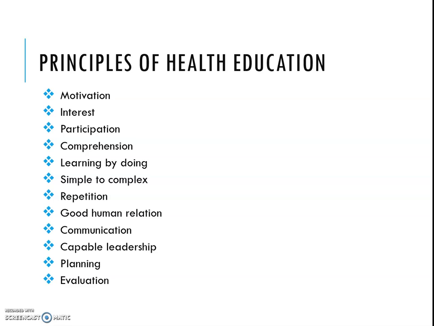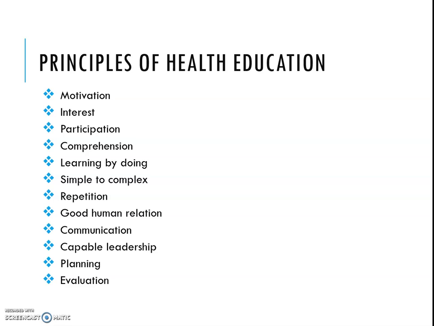Next is simple to complex. Simple to complex means health education should be provided from normal to abnormal, known to unknown, and simple to complex. Then repetition. Most people do not accept new facts in one attempt. So repetition is necessary for effective health education. Then good human relation. Good human relation means it's necessary to have cordial, friendly and kind relations between the learner and teachers to accept health education.